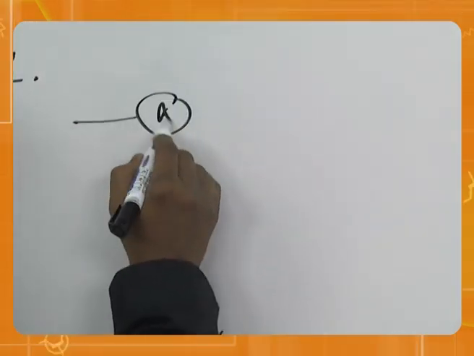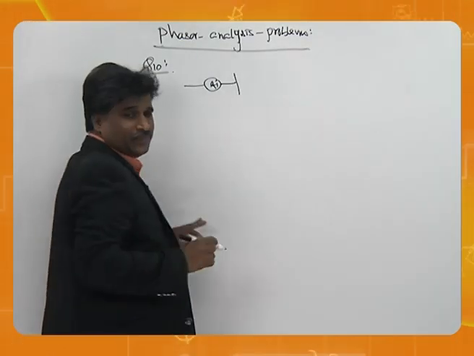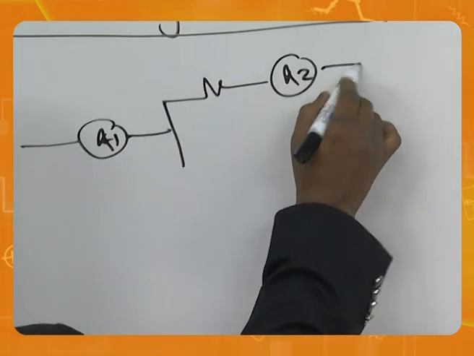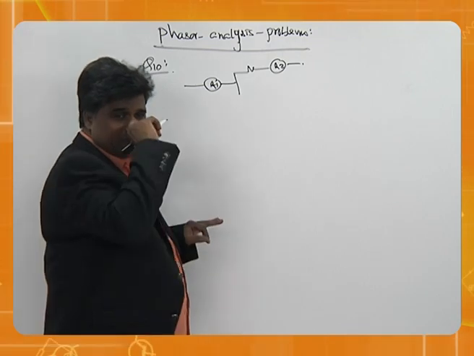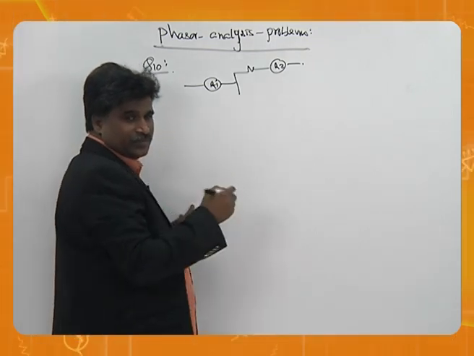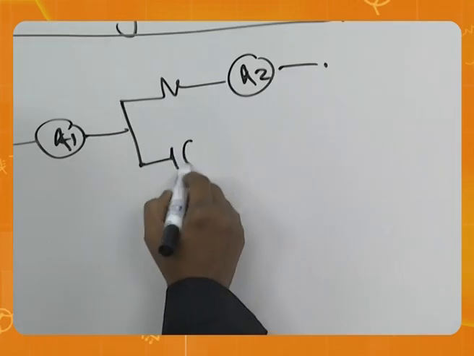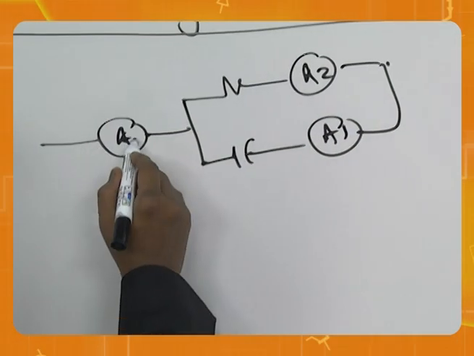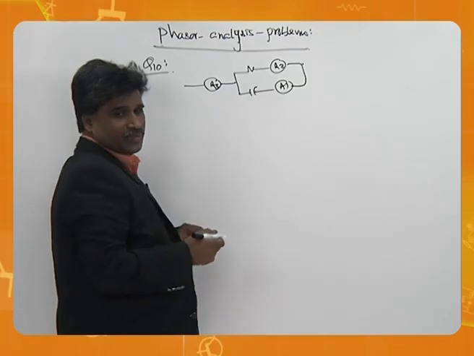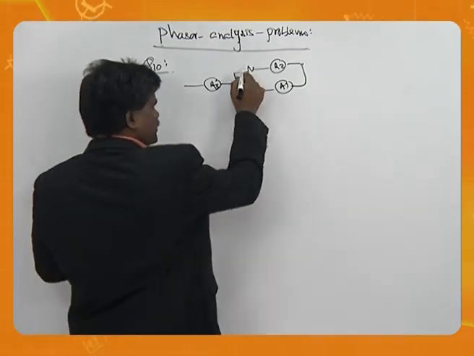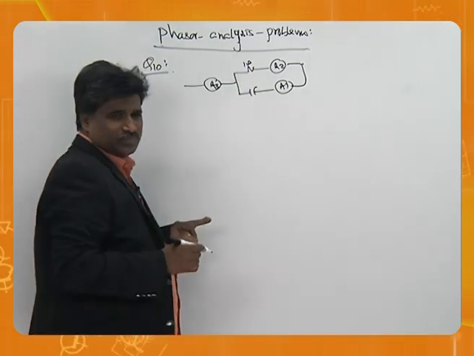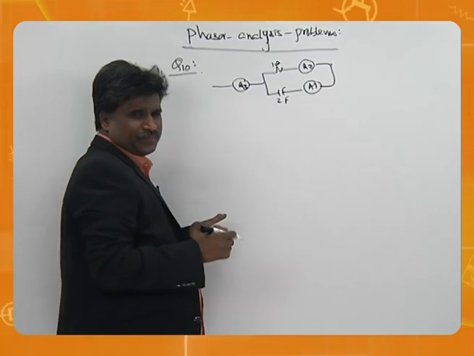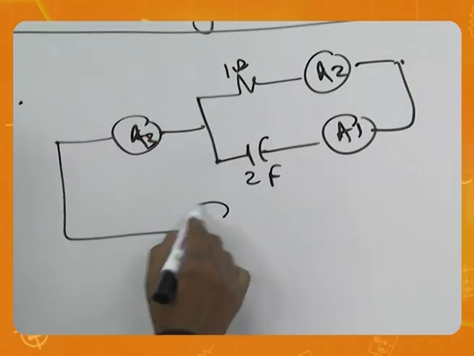There is an ammeter here called A1. There is another ammeter called A2. There is a third ammeter, for example, here this is A1, this is A3. Now this value is given as 1 ohm. This value is given as 2 farads.